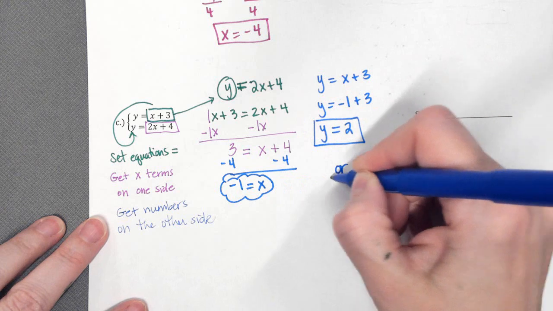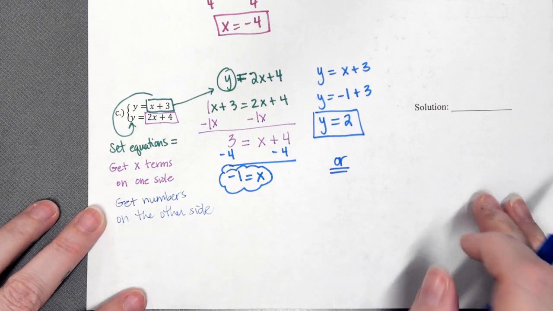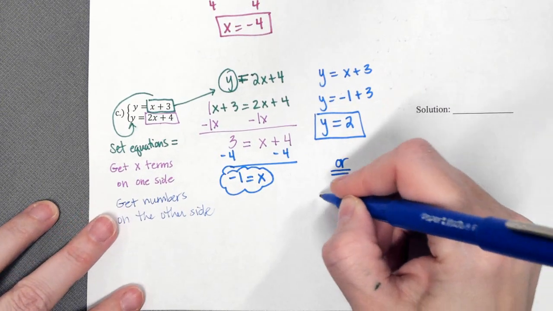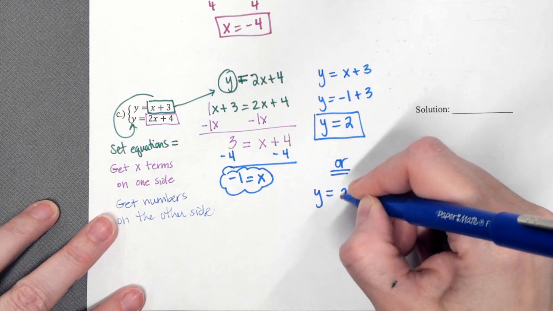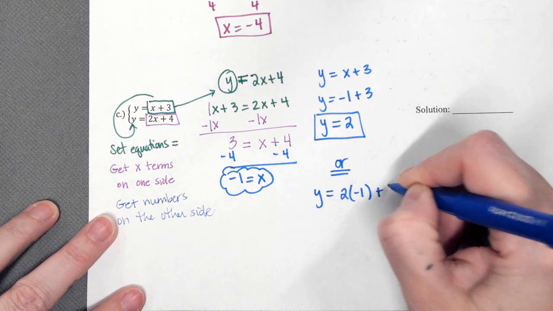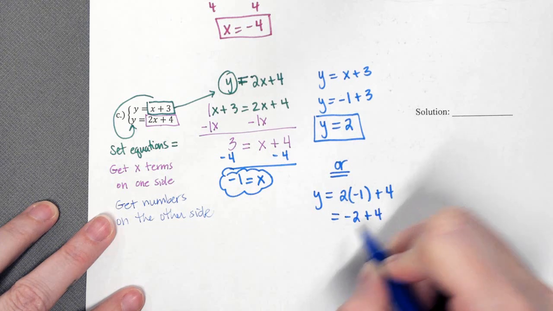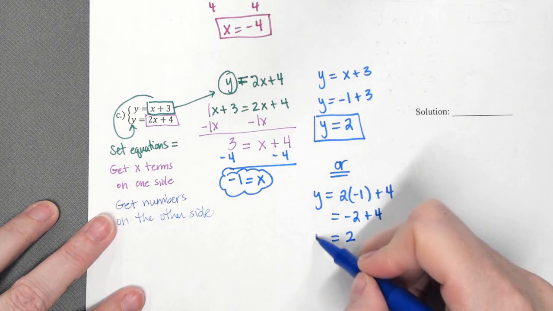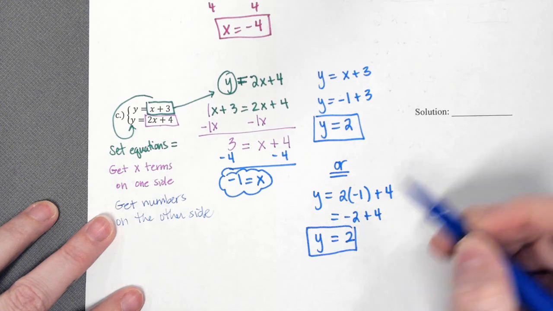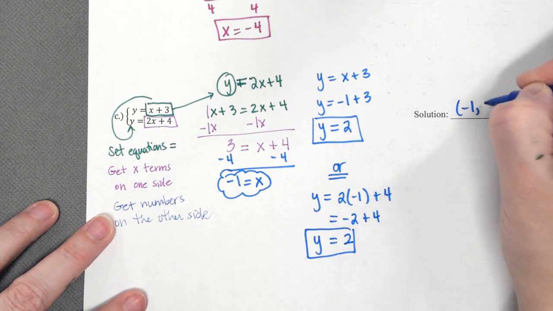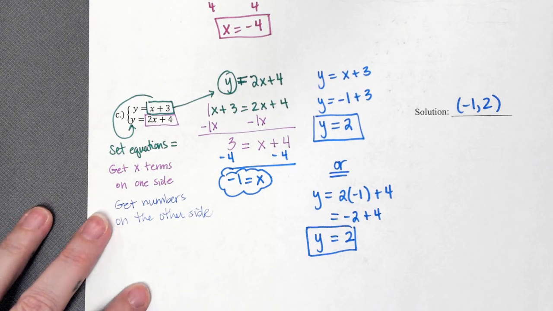Okay, and you don't have to write both of these down, I just want to show you that you really can use either one. So if you use the bottom one, 2 times -1 is -2. -2 plus 4 is 2. So whichever one you choose, you're going to get 2 for your y.